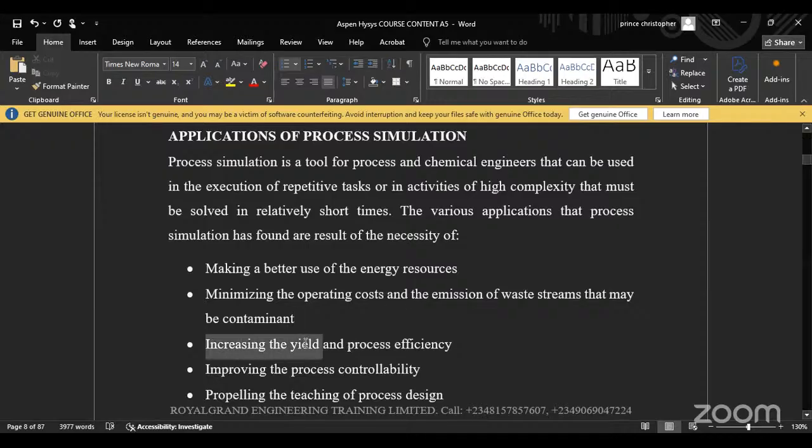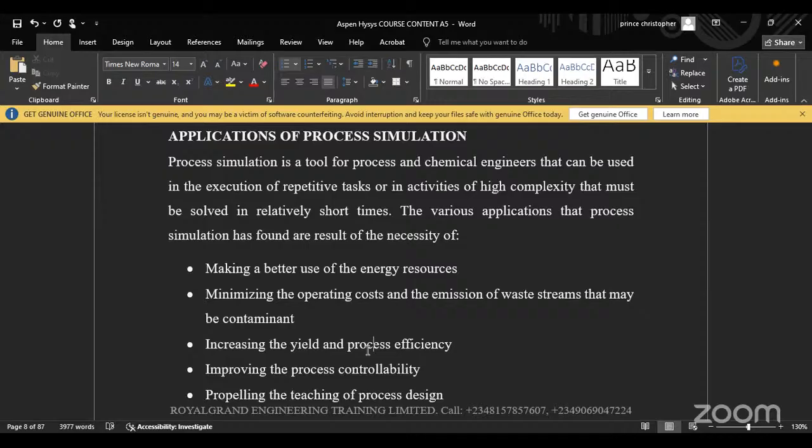It also is useful in a way that increases the yield and process efficiency. I'm going to give this illustration. We have a process, and what we want from this process is maybe 90% purity of our product. So what we have, our feed, okay, what we want is 70% purity. We are okay with 70%.